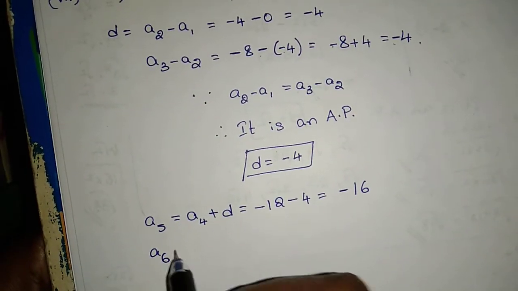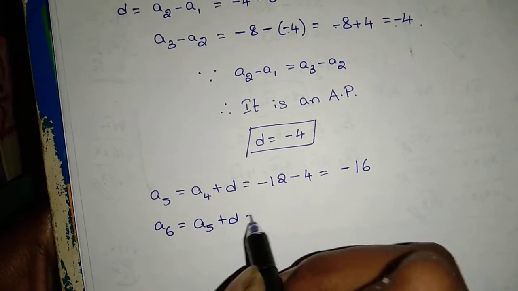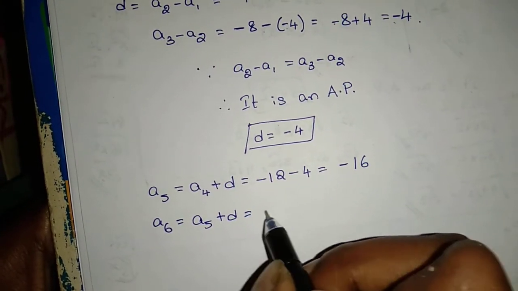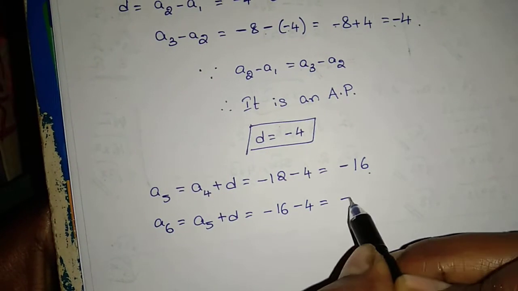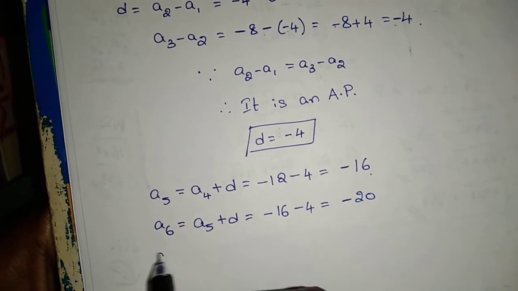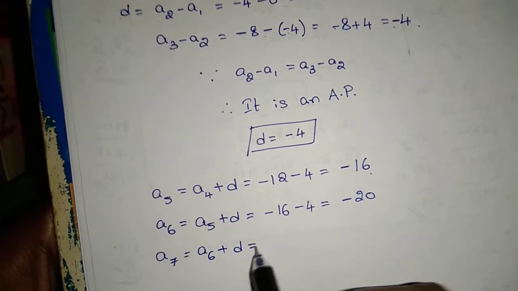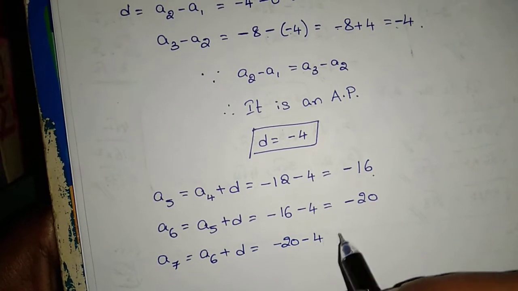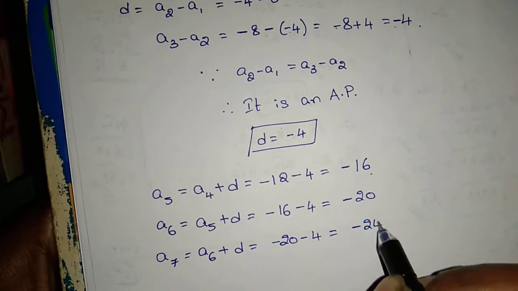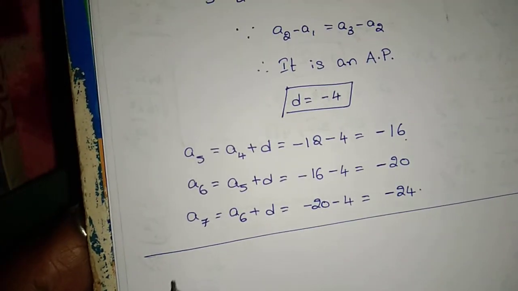Next, the A6 value. A6 equals A5 plus D, that equals minus 16 minus 4. How much? Minus 20. A7 equals A6 plus D, that equals minus 20 minus 4, that equals minus 24. That's all. The problem is completed. Shall we go to the next problem?